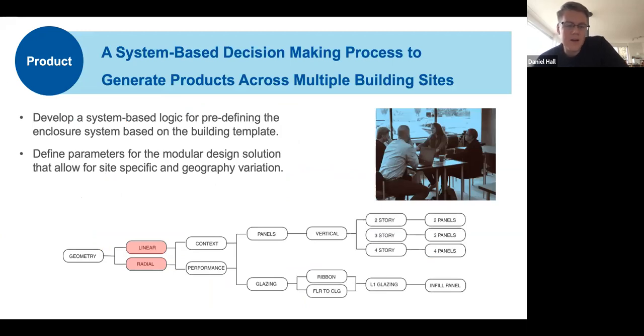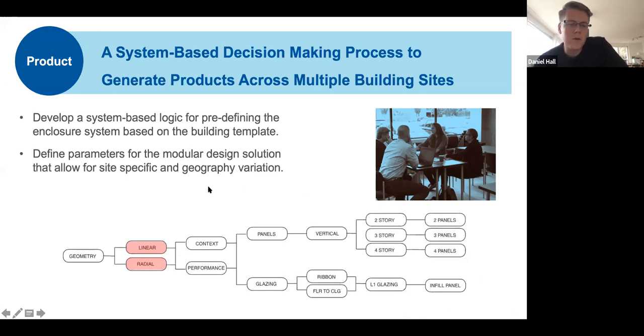And then again, here talking about systems, they're really trying to focus on their system-based decision-making process. And then they want to generate products across multiple building sites. So this is the idea that they create a product, and that product can be used in multiple buildings. And you don't just have a single kind of one-off prototype done over and over again.